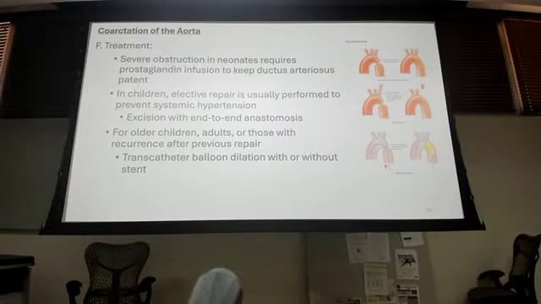Treatment, if you have a young kid with this, actually give them prostaglandins because you want to keep that PDA open, so you're having an off valve from this. But a lot of times you have to go in and either do a balloon to open that up, pop it open, or you have to just remove the diseased area and then suture the two ends together.